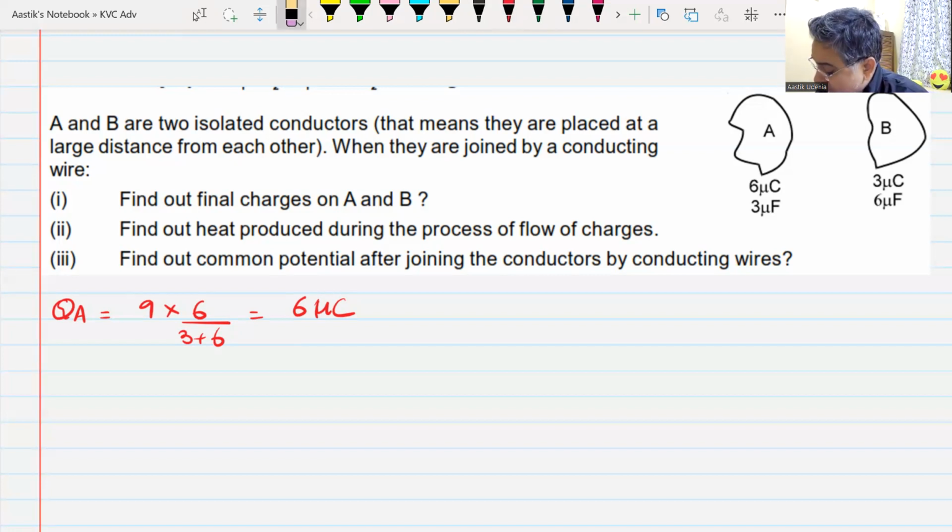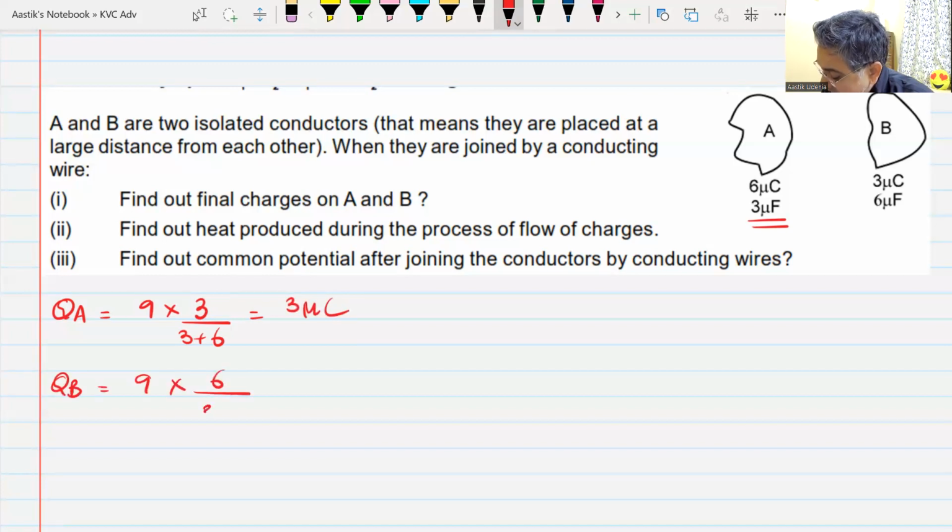Yes, I've written it wrongly. The capacitance is 3 microfarad. So the charge on the capacitor A, whose capacitance is 3 microfarad, will be 3 microcoulomb. And the charge on the capacitor B, whose capacitance is 6 microfarad, would be 6 microcoulomb. You just had to apply the formula and get the answer. So basically what you see is that charge is going to get interchanged.